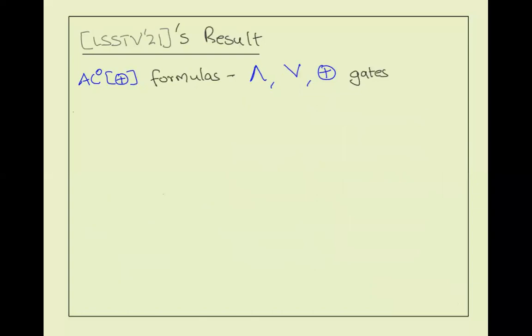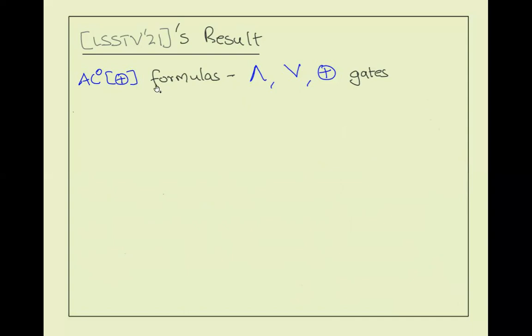So what is it that LSSTV do? They study the complexity of the coin problem in the setting of AC0 XOR, or AC0 mod 2, formulas. These are Boolean formulas made up of AND, OR, and XOR gates, and we are typically looking at formulas of constant depth or slowly growing depth. Okay, so small depth formulas.